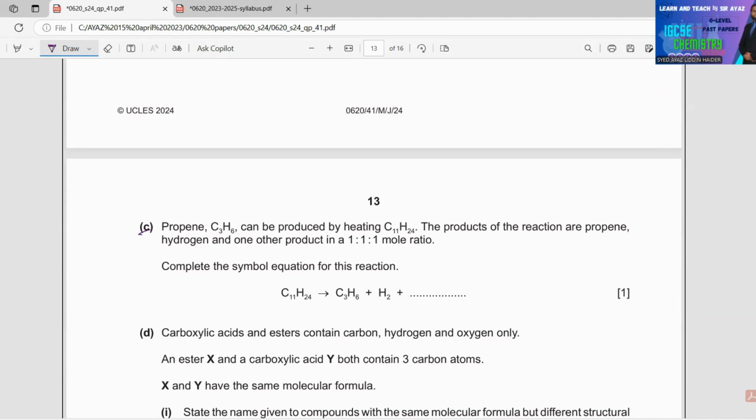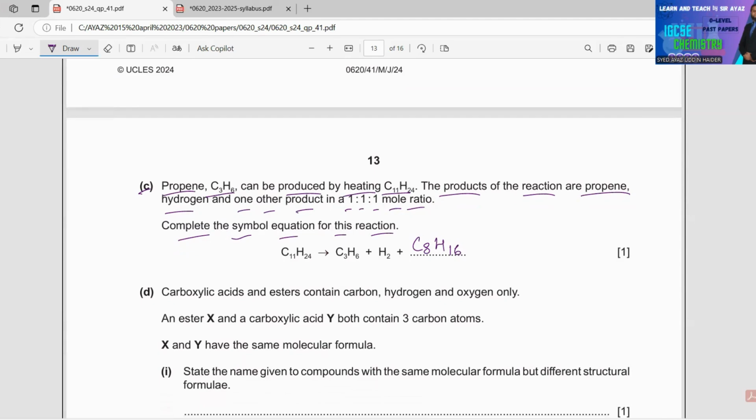Moving to next part, which is part C. Propene C3H6 can be produced by heating C11H24. The products of the reaction are propene, hydrogen, and one other product in a 1:1:1 mole ratio. Complete the symbol equation for this reaction. So 11 minus 3, you must have C8 as the compound. What about the number of hydrogen in this compound? 6 plus 2 is 8. 24 minus 8 gives C8H16. So it must be the other product, because these all are in a 1:1 ratio.